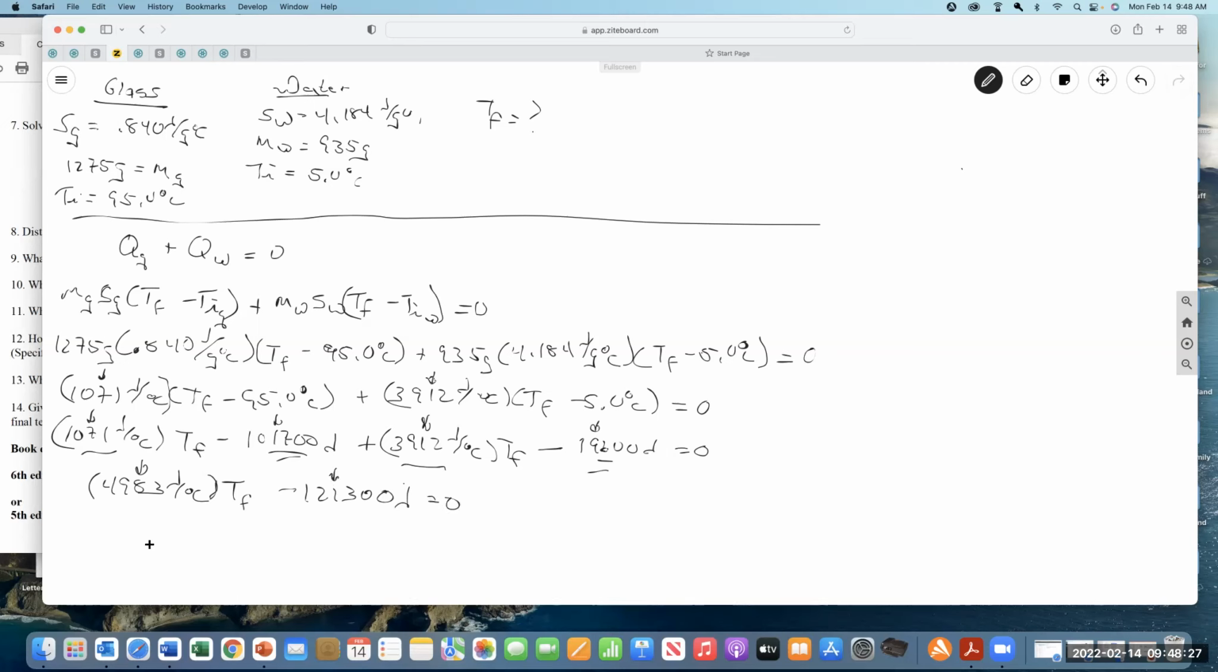So then moving this over, 4983 joules per degree C times TF equals 121300 joules. The 1 is my guess here, the 8 is my guess there. So I'm going to divide it by 4983. And my final answer is 24.3 degrees C.